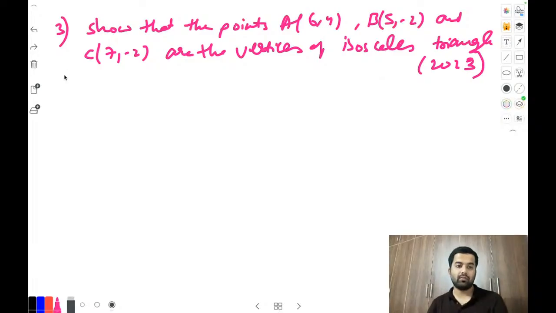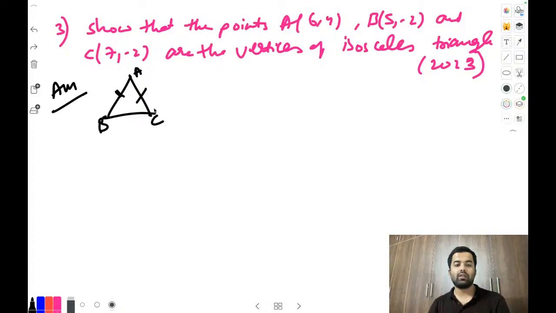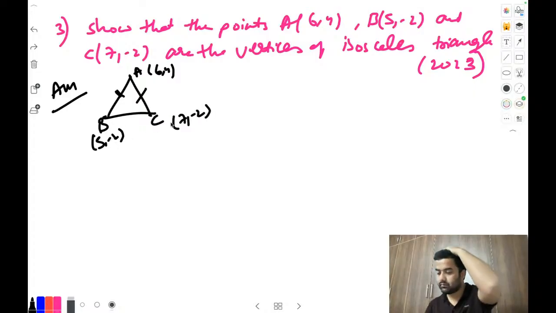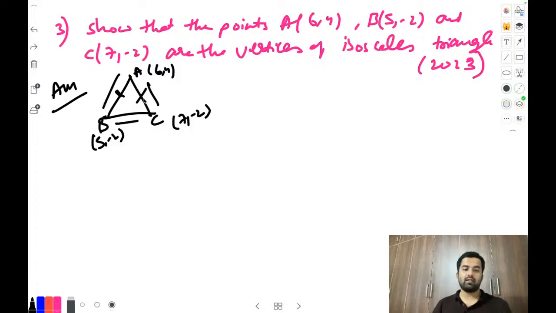Let me start with the answer part. If you know, you can continue with the answers. As we know, for the isosceles triangle, two sides will be equal. So if you get two sides equal, you will get the answer. A value is 6 comma 4, B value is 5 comma minus 2, and C value is 7 comma minus 2. Now just find the AB distance, BC distance, and the AC distance. You will get the answer.